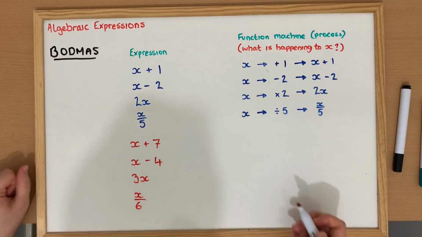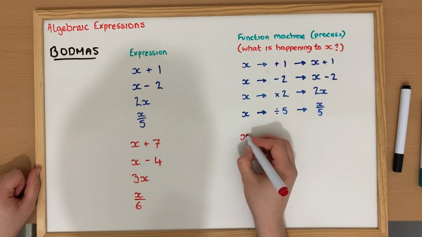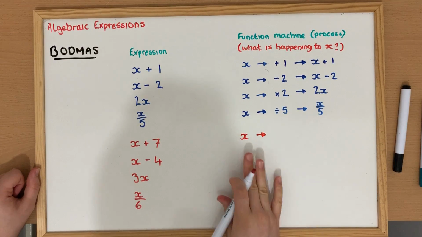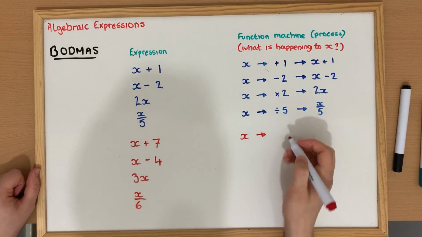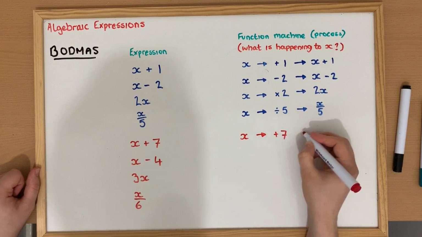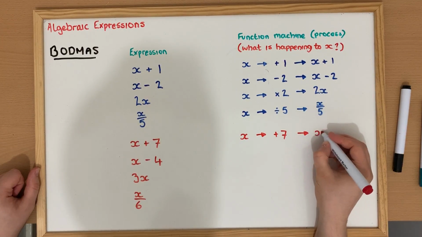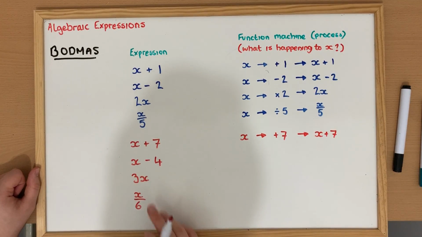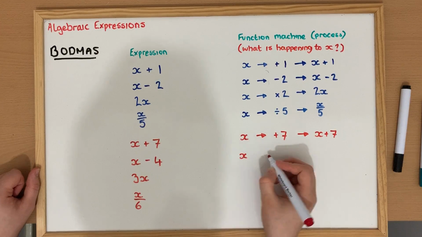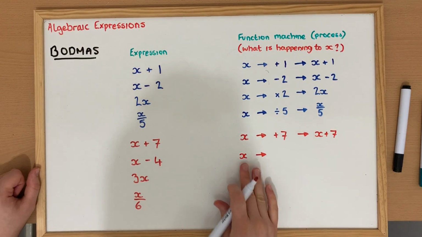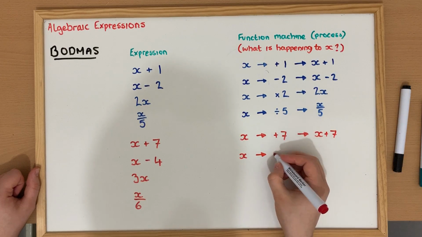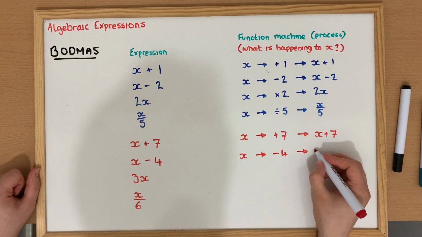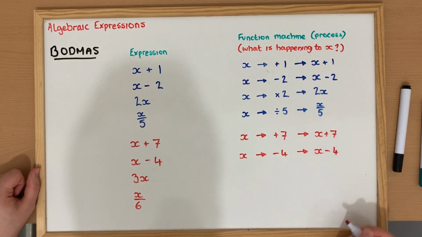So as a function machine, we take our x. The process that has been applied to x is that we are adding 7 to it. So we end up with x plus 7. Second one, x minus 4. Starting off with our unknown number x, and we are subtracting 4. So our process here is that we are going to subtract 4 from x. And we end up with that expression, x minus 4.